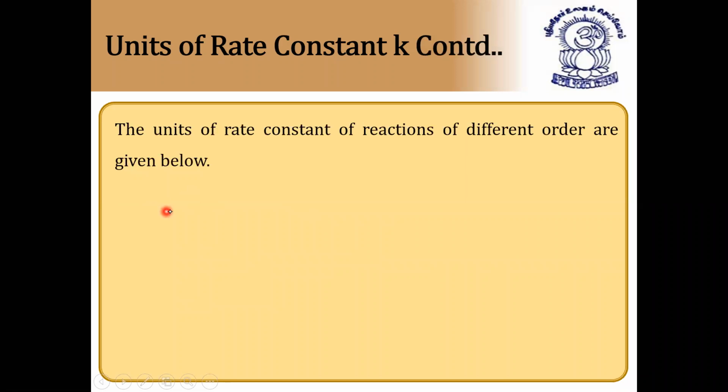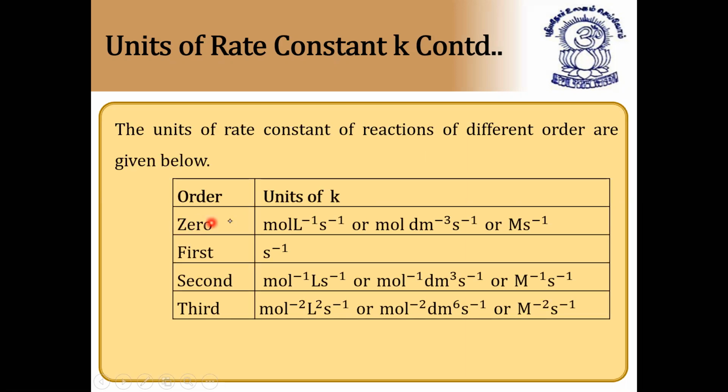Next, the units of rate constant of reactions of different orders are given below. For zero order, it is moles per liter per second, or moles per decimeter cube per second inverse. So by seeing the unit of K, we can say the order of reaction. This is one more method to find the order of reaction.